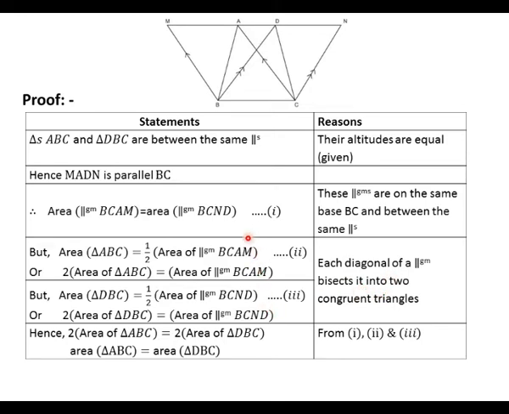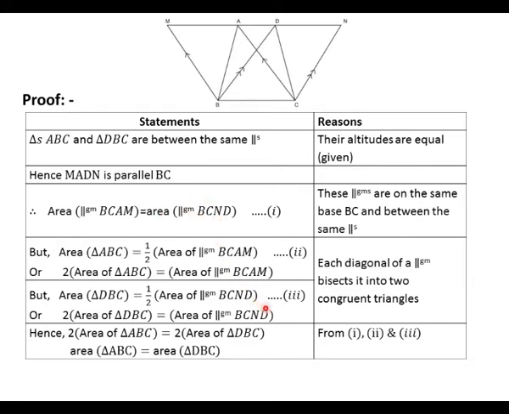Now if I put both equation 2 and equation 3 in equation 1, it will be area of parallelogram BCAM. By using equation 2, I am replacing it by 2 times the area of triangle ABC, and on the right hand side it is area of parallelogram BCND, which by equation 3 is replaced by 2 times the area of triangle DBC.